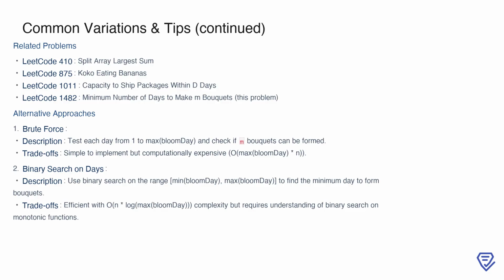When it comes to alternative approaches, brute force is the simplest to implement. You can test each day from 1 to the maximum bloom day, checking whether enough bouquets can be formed. While straightforward, this method is computationally expensive with a time complexity of O(max(bloomDay) * n). On the other hand, binary search on the days range is much more efficient. By narrowing the search space using the monotonic property, you reduce the complexity to O(n * log(max(bloomDay))). However, binary search requires a strong understanding of how to apply it to monotonic functions.